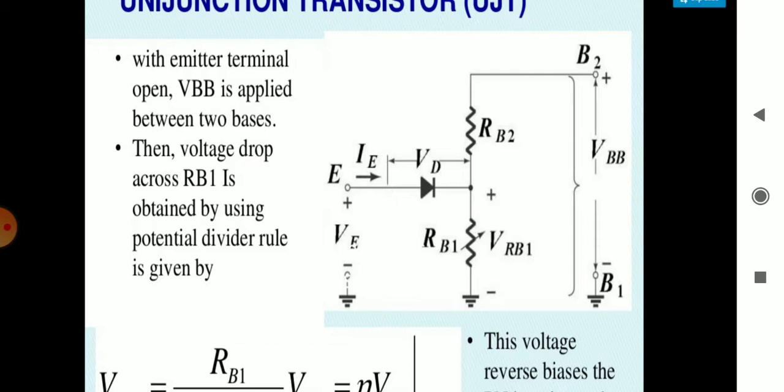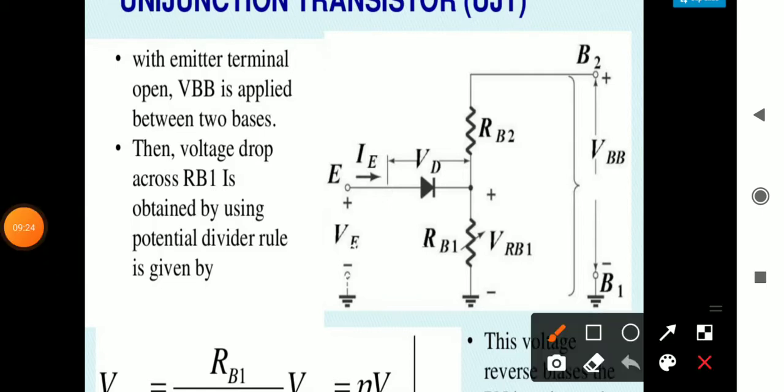Now we look into the operation of the UJT. When the emitter terminal is open, VBB is applied between the two bases. So when we are not supplying VE, VBB is applied between base 1 and base 2. Then there is a voltage drop across RB1. When I apply voltage, current will flow in the circuit, through RB1 as well as through RB2.